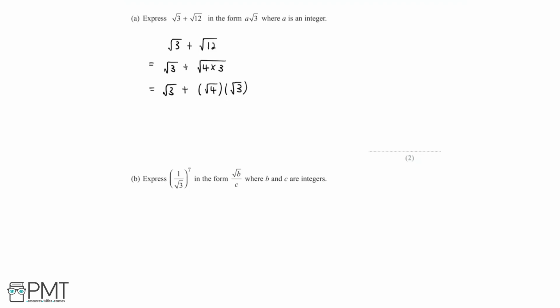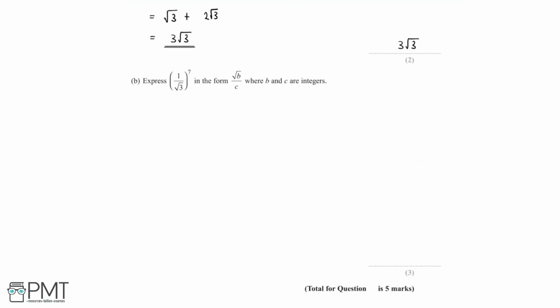We can simplify root 4 because we know that the square root of 4 is equal to 2. And so we're left with root 3 plus 2 root 3. Now root 3 plus 2 root 3 is equal to 3 root 3. And so we've found that root 3 plus root 12 is equal to 3 root 3. And so we've now written this in the form a root 3, where a is an integer equal to 3.